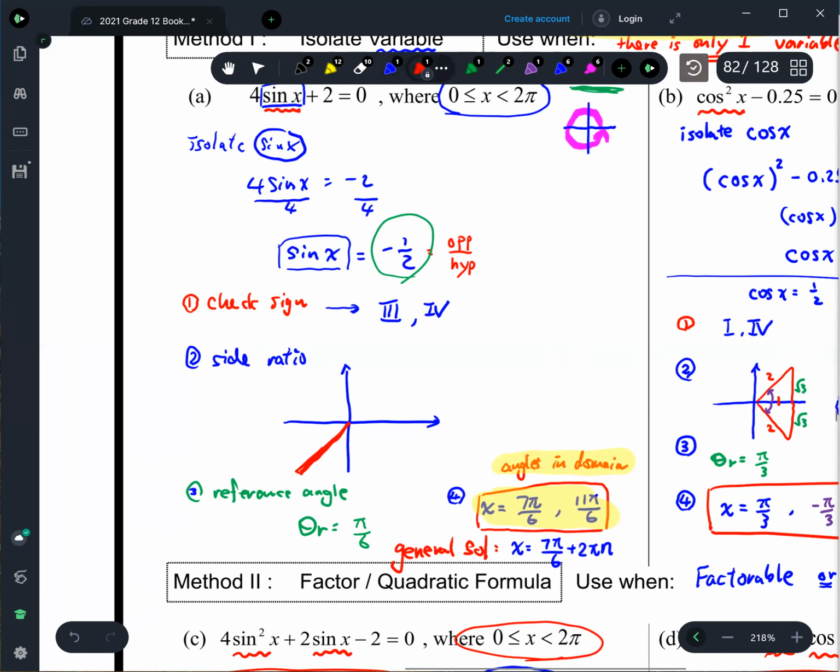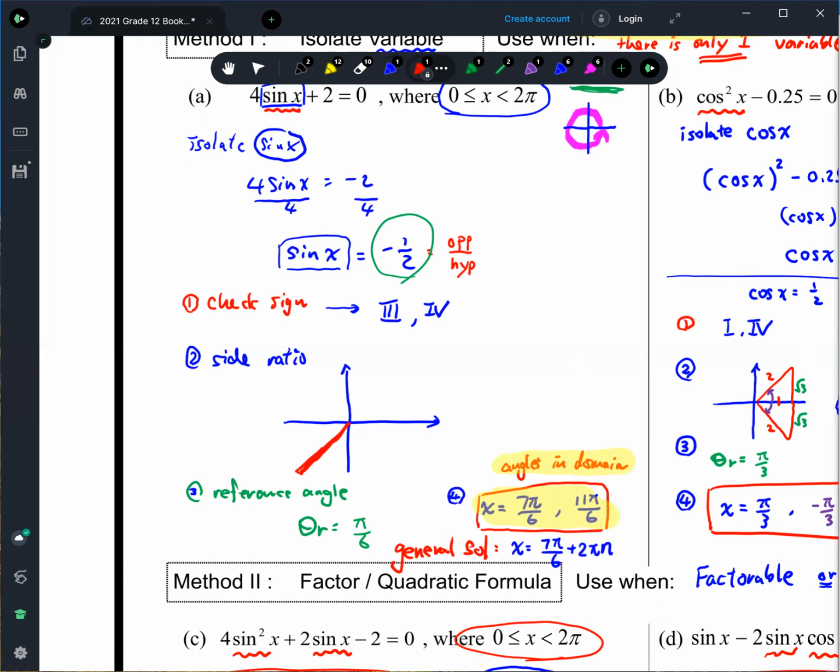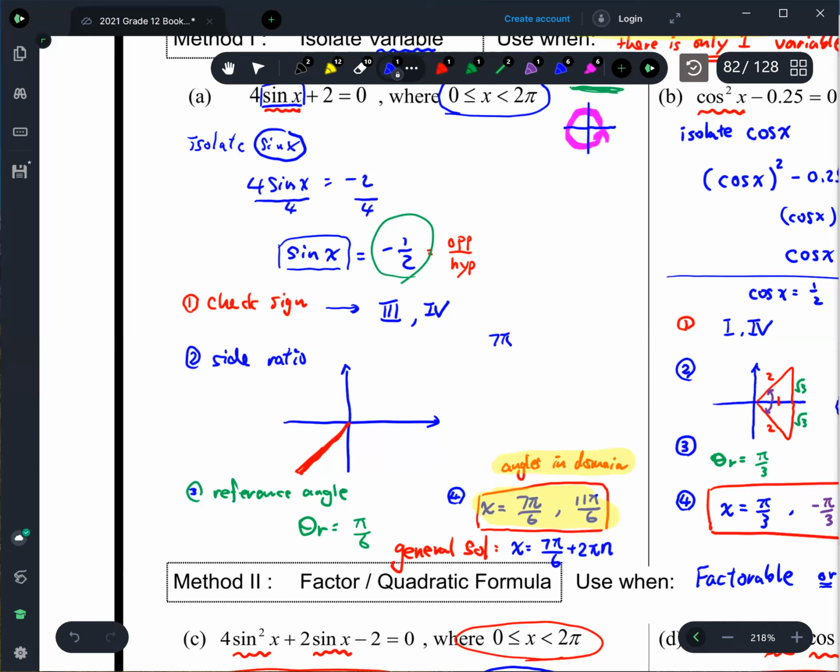Any questions so far? Can you raise your hand if you understand why we added 2 pi n here? Adding the 2 pi n is to represent all the angles that can stop there. So for example, 7 pi over 6 is the first one, this one.